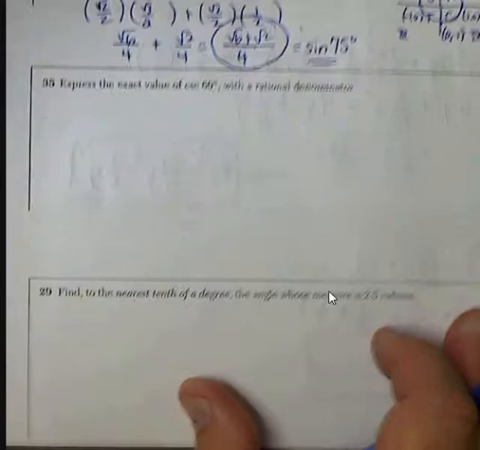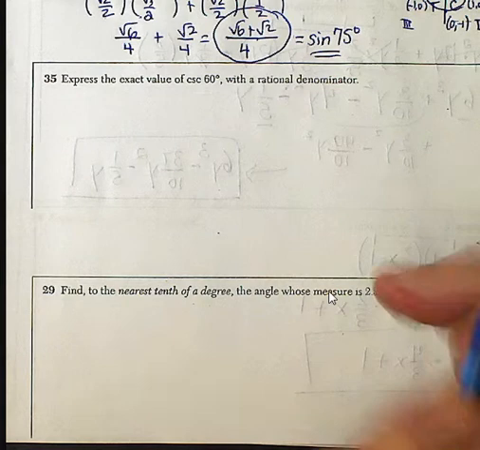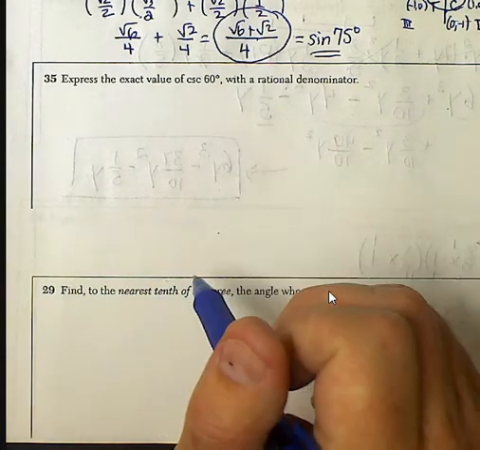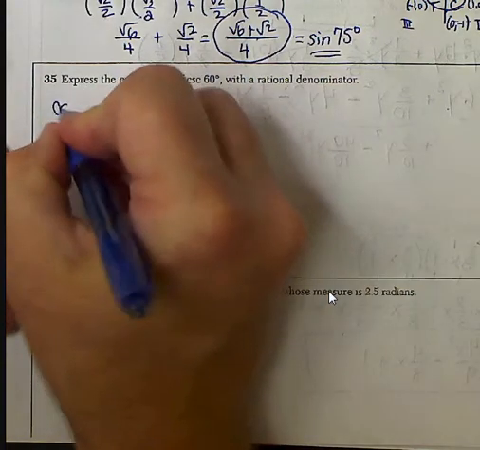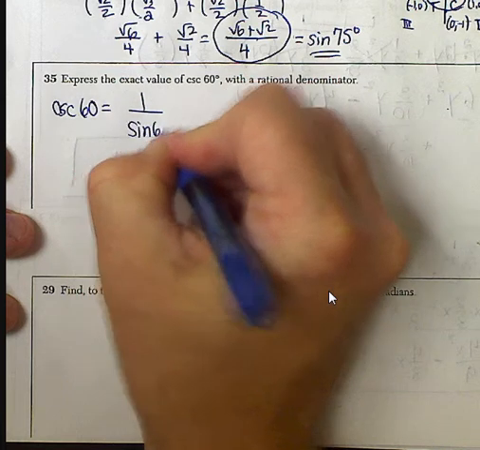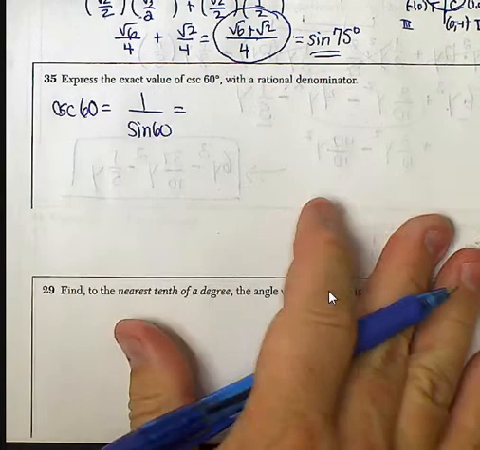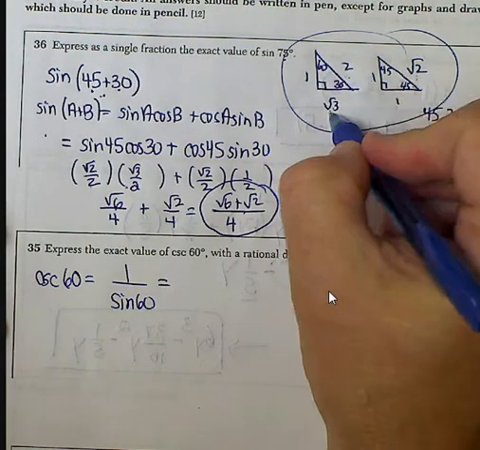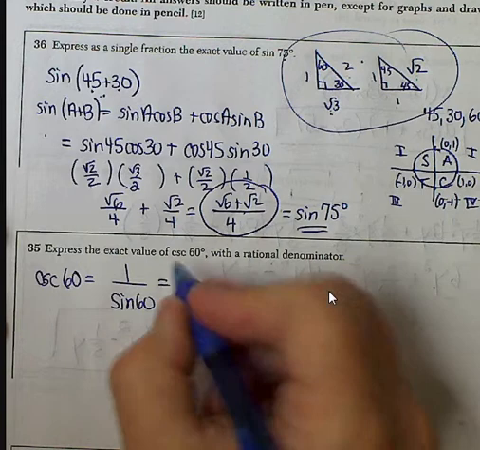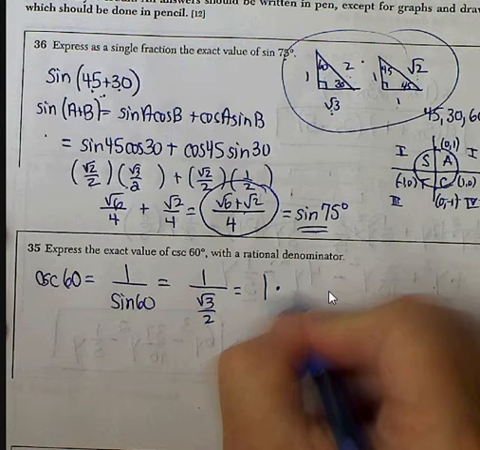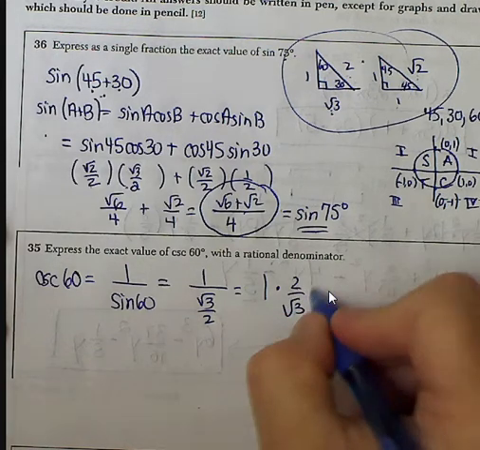All right, next question on worksheet number 2. We want to express the exact value of cosecant 60 with a rational denominator. So keep cosecant 60. We're supposed to remember that cosecant 60 is really equal to 1 over the sine of 60. Well, to find out what the sine of 60 is, remember, go to your triangles. Here they are, here's 60. The sine of 60 is opposite over hypotenuse. So it's going to be 1 over the square root of 3 over 2. Stay, change, flip, and multiply.